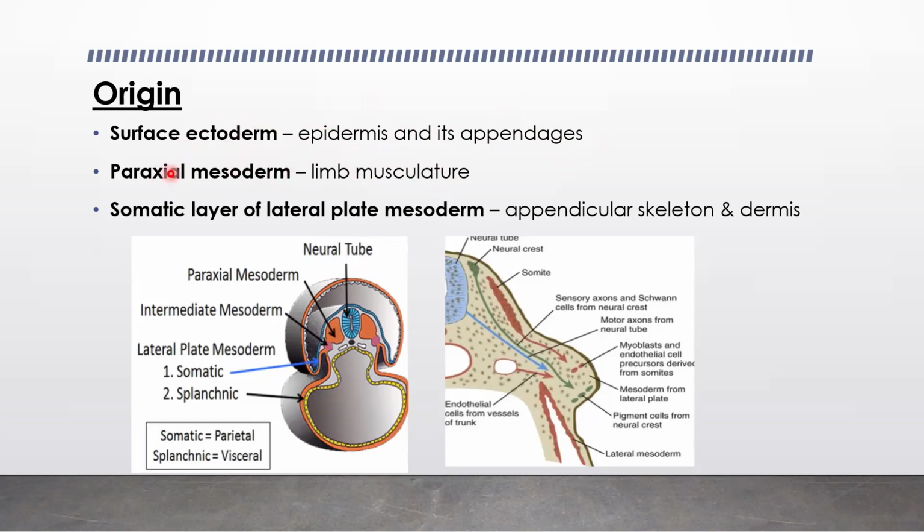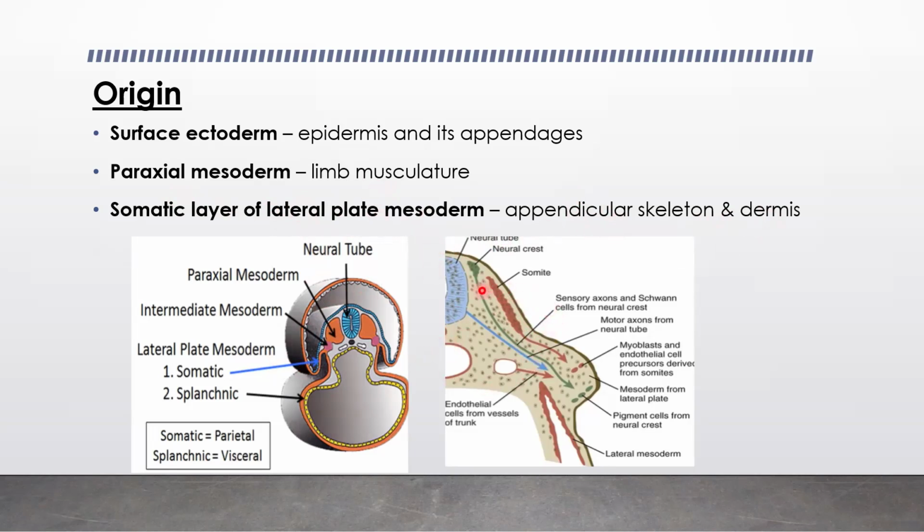Then the paraxial mesoderm will give us the limb musculature, to talk about the muscles, the extensors and flexors of the limbs, and also the intrinsic muscles of the various limbs. Then the somatic layer of the lateral plate mesoderm will give us the appendicular skeleton and the dermis of the limbs.